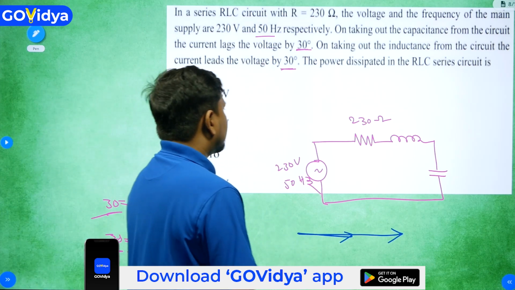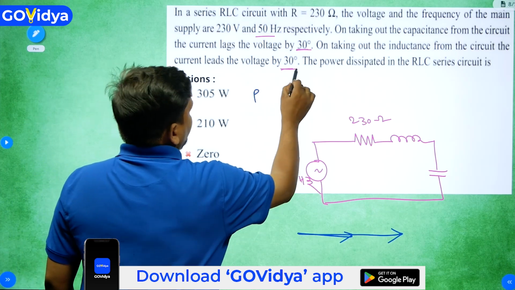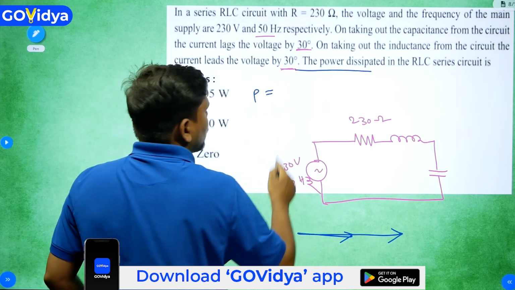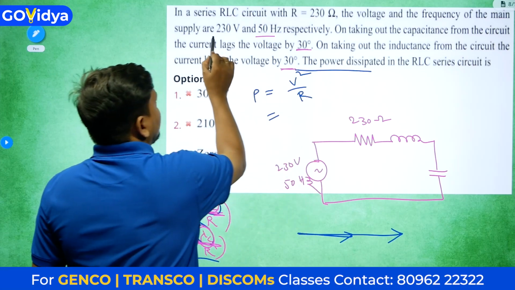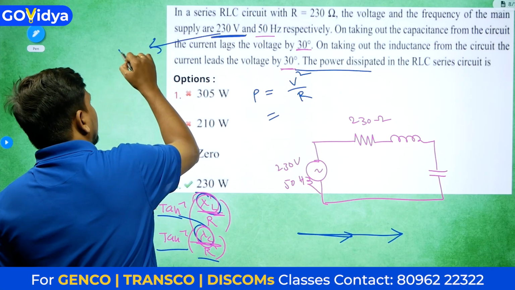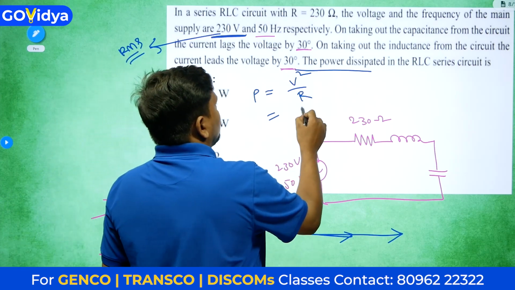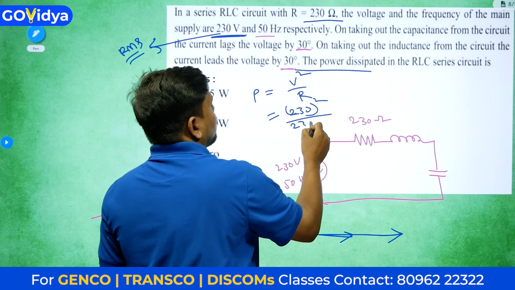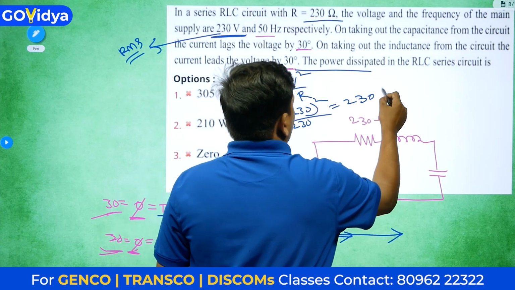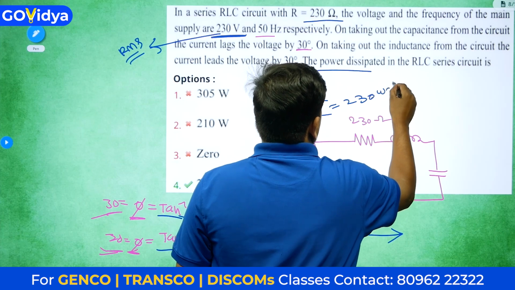Now directly here it is a resonance condition. Under resonance condition, what is the power dissipated? Power dissipation is only in the resistor, so V square divided by R. Whatever they have mentioned will be the RMS value, only RMS value they will be giving. So directly 230 whole square divided by R value, which is also 230, that means 230 watts. So 230 watts will be the answer.